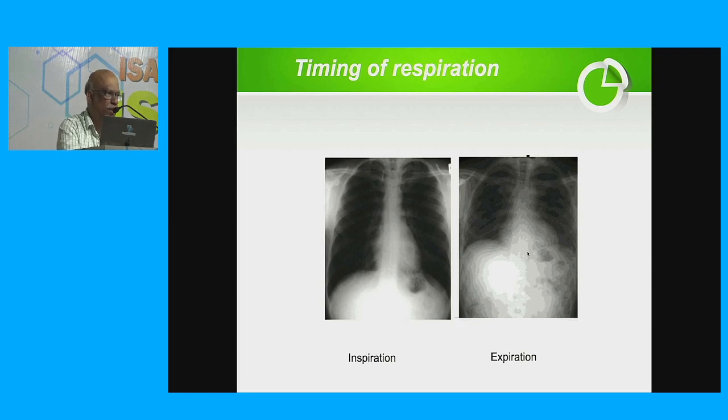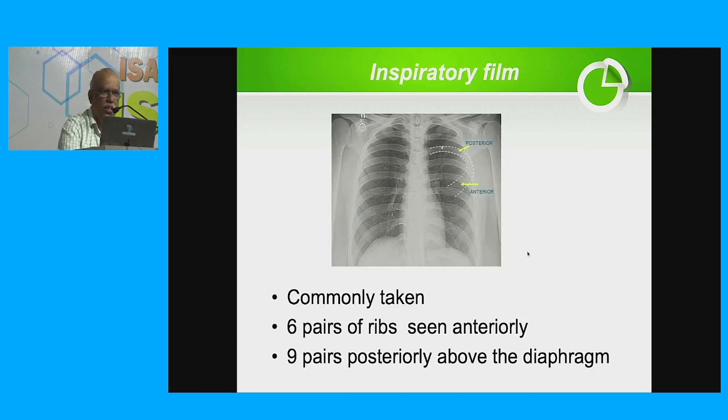Then normally the chest X-ray is taken in full inspiration. With a patient who cannot cooperate and is not taking a full breath, you may interpret in a wrong way. In certain situations you may need an expiration film, which otherwise should normally be taken in full inspiration. In a full inspiration, you can see 6 pairs of ribs anteriorly and 9 pairs above the diaphragm.